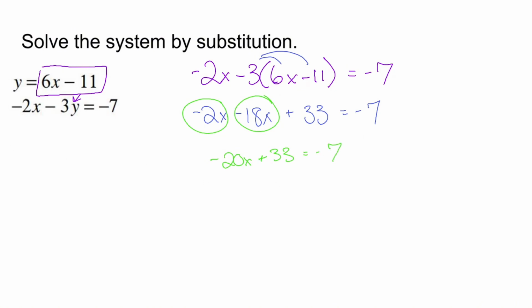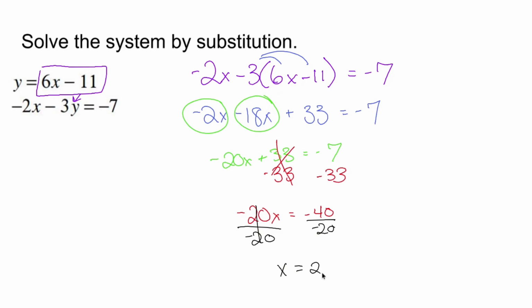In order to get x all by itself, we subtract 33 from both sides first, 33 from both sides. That gets us negative 20x equals negative 40. In order to get x all by itself one more time, we're going to divide both sides by negative 20, the inverse, and x is going to equal positive 2.